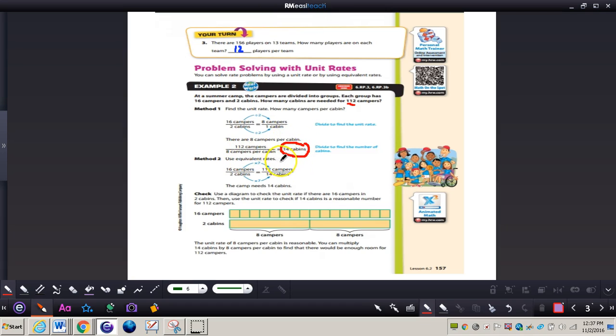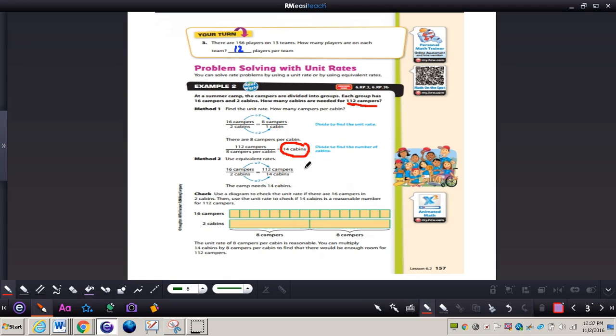Now you can also use equivalent rates. What you'll need to do here is take 16 and multiply it by a number that will give you 112. Now you may need to try, check, and revise. If I take 16 and multiply it by 6, that's only 96 campers. I would need to add one more. So if I take 16 campers and multiply it by 7, that does give me the 112 campers I'm looking for. And whatever you do to one unit, you have to do to the other. 2 cabins times 7 would be 14 total cabins there.